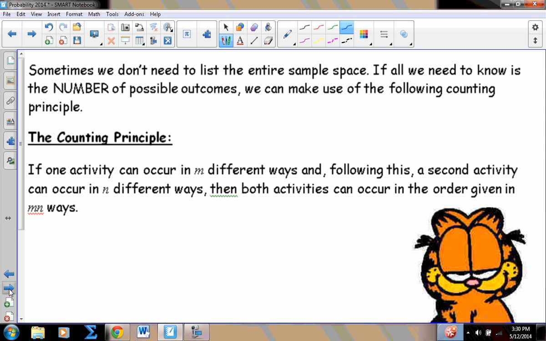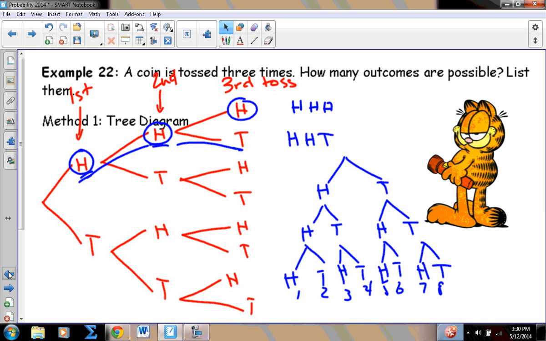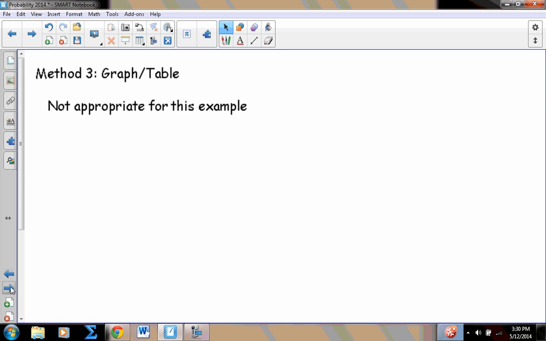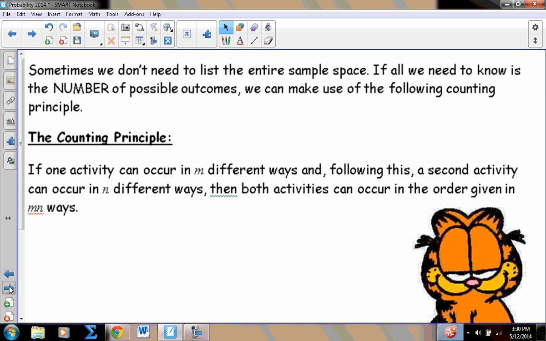Okay, now occasionally we don't need to know what the whole sample space looks like. Back here it was nice to see, yes, it's a head, a tail. Sometimes I just want to know how many possibilities there are. If that's the case, we can make use of this principle called the counting principle. It says if one activity can occur in m different ways, and the second activity occurs in n different ways, if we combine them one after the other, we can get nm ways.